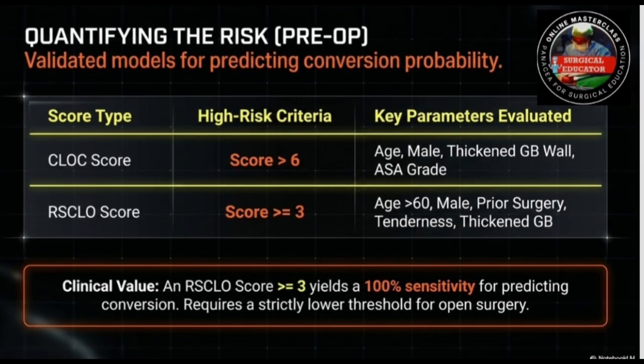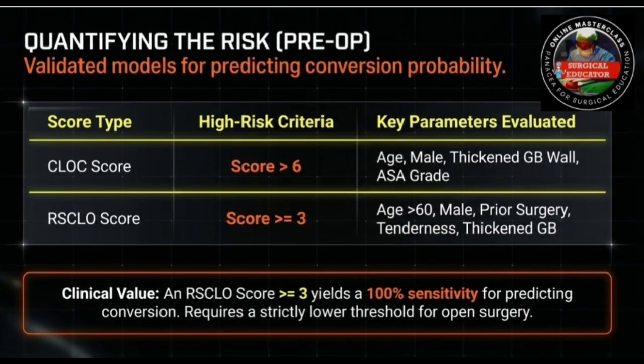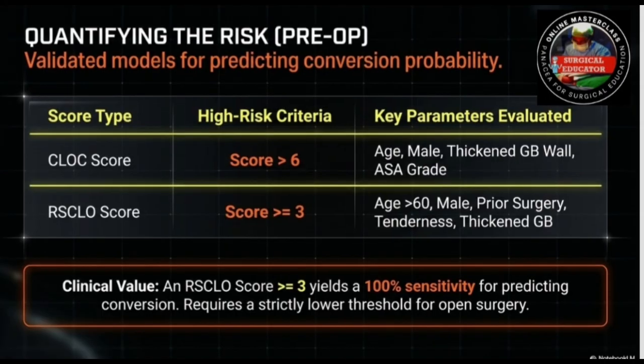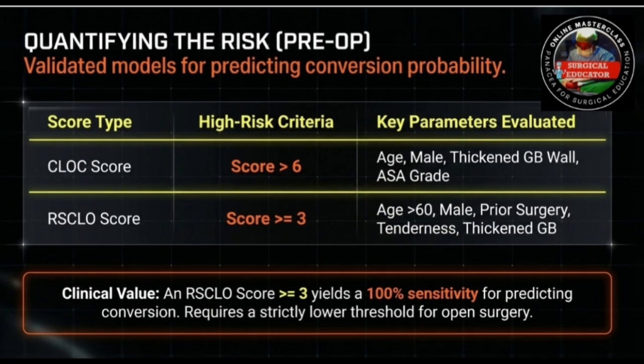So there's a 0% false negative rate. Exactly. It catches every single dangerous case. If you score under a 3, your risk of a surprise conversion is statistically near 0. If it's that highly predictive, why isn't it plastered on the wall of every preoperative holding area? What's stopping surgeons from using this universally?